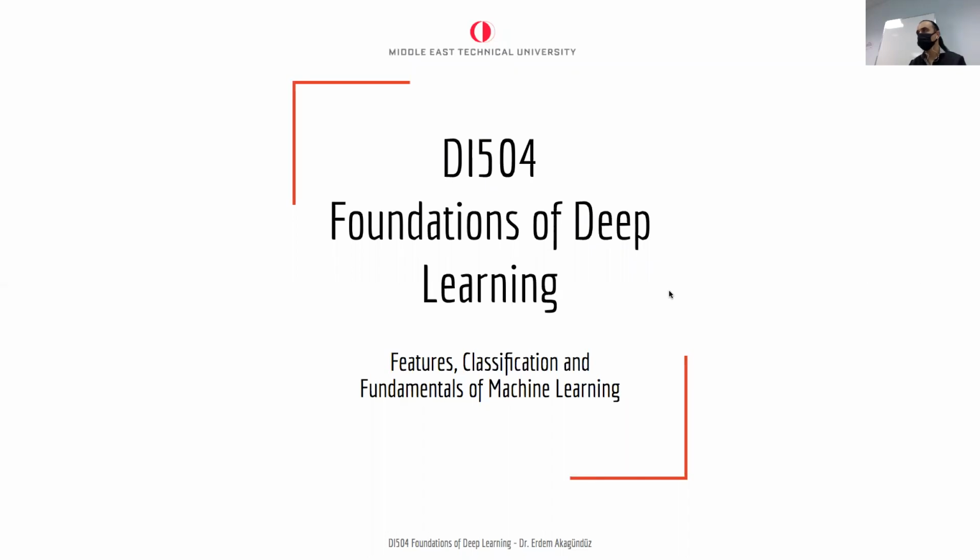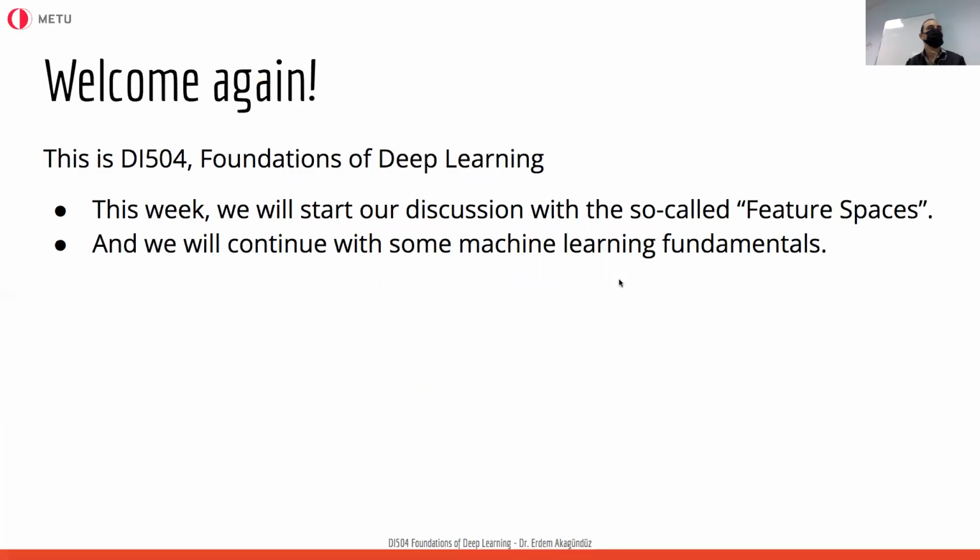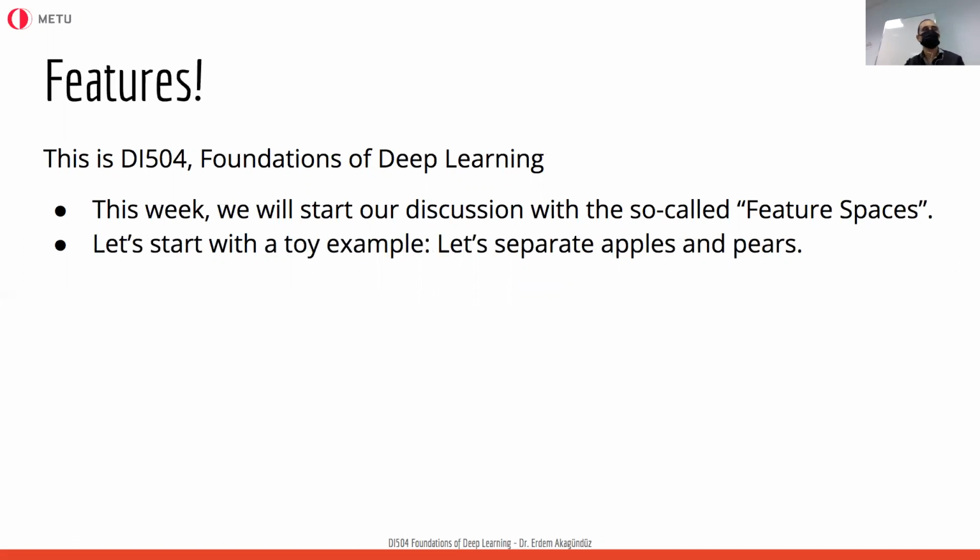And before that, what does it mean to be a feature in machine learning? Because that's the main subject today, because this will lead us to more high level and abstract features that the deep learning architectures will create for us. Good. So I continue. Okay, so we're going to talk about the so-called feature spaces, how features are represented in spaces. And we'll continue with some machine learning fundamentals.